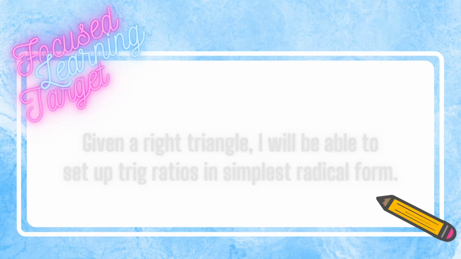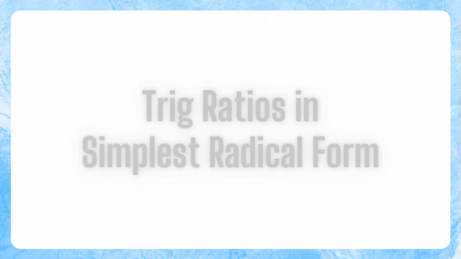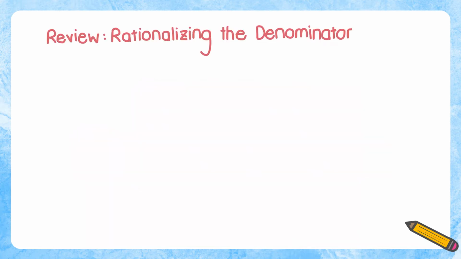Here's today's FLT. Given a right triangle, I will be able to set up trig ratios in simplest radical form. In Part 2, we talked about how to set up trig ratios. Today, we'll focus on trig ratios that involve radicals. So let's just do a quick review of rationalizing the denominator.